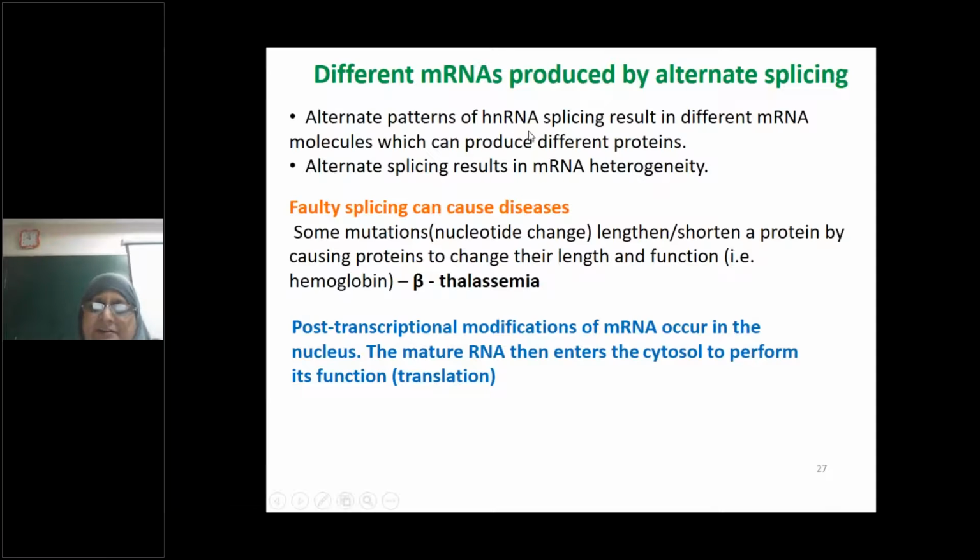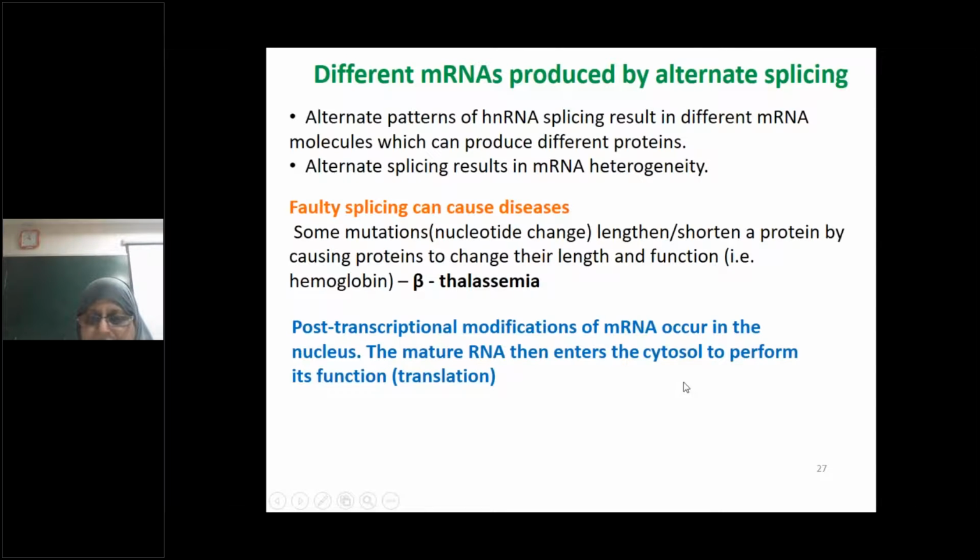Now, alternate patterns of heteronuclear RNA splicing will result in different messenger RNA molecules which can produce different proteins. So alternate splicing results in mRNA heterogeneity. Different sorts of proteins may be produced by different patterns of splicing. But faulty splicing can result in diseases. Some mutations, either lengthening or shortening a protein, lead to conditions such as beta thalassemia.